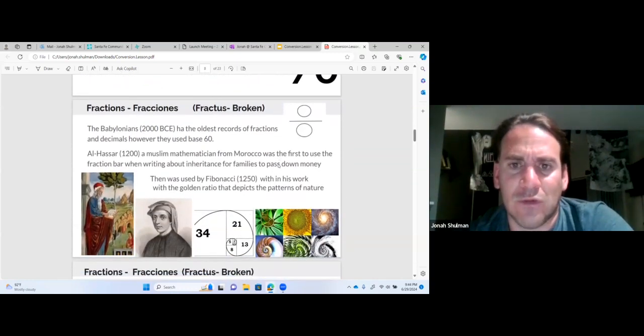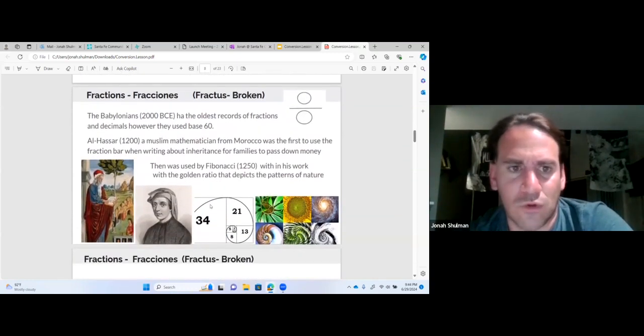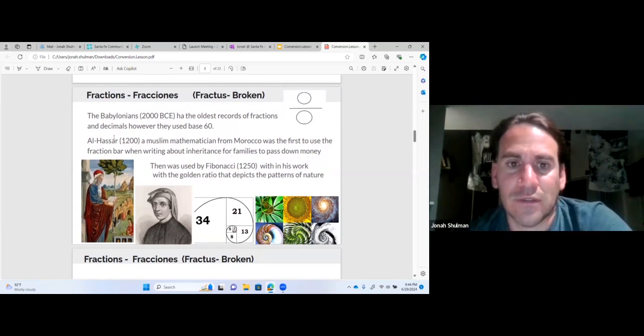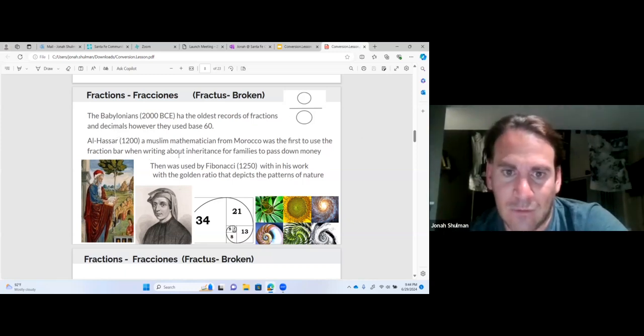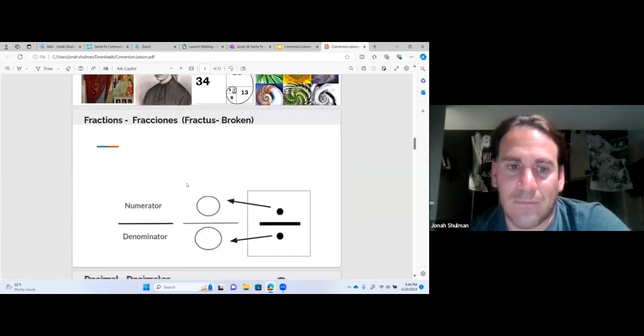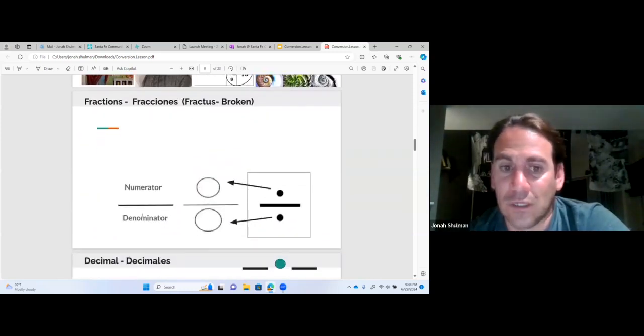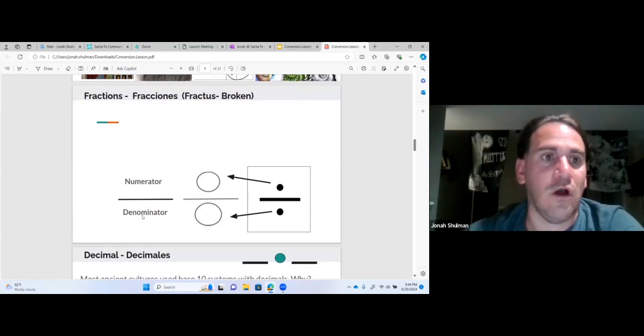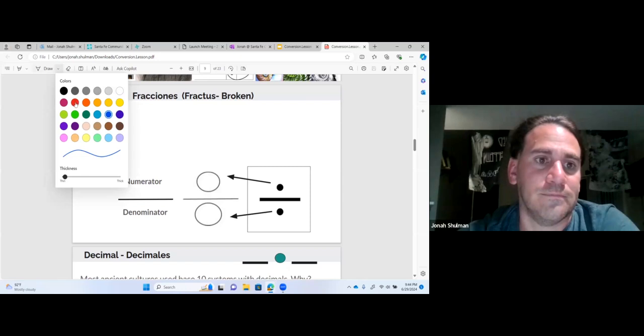And then they do the same thing with fractions. And they can see exactly when fractions were first used, when they were created by the Babylonians, and who used them, like Al-Uqlidisi and Fibonacci. So the first to use the fraction bar was this guy, when writing about inheritance of money being passed down. We've got pictures of them and just showing students we've got the numerator, denominator, and it actually shows them the symbol of the fraction bar.